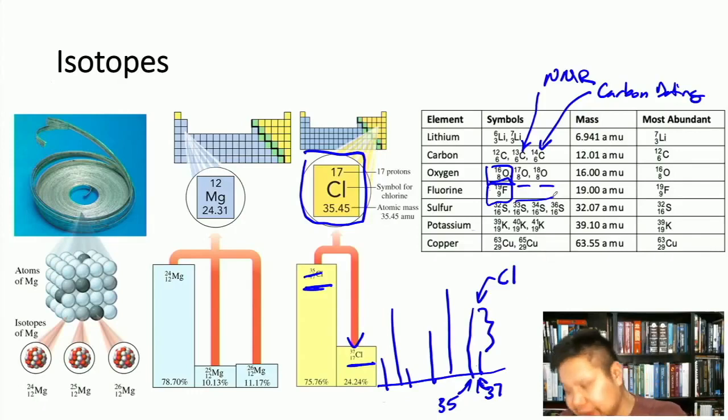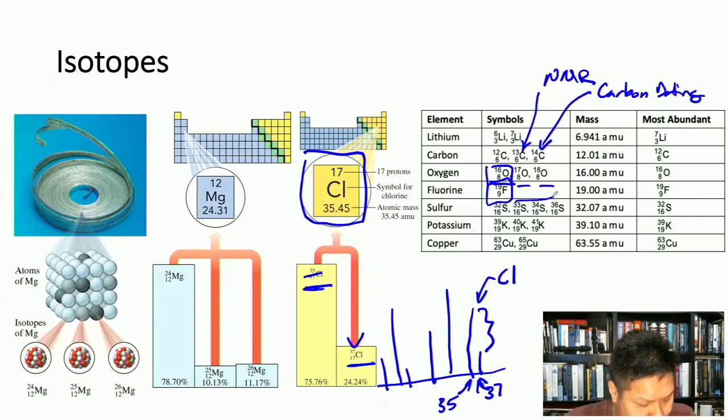Just one takeaway message from this particular slide. Just remember that isotopes are atoms of the same element with different mass numbers. And what does that mean? That means that they have a different number of neutrons, even though their number of protons is the same. So that is the takeaway message from this slide.